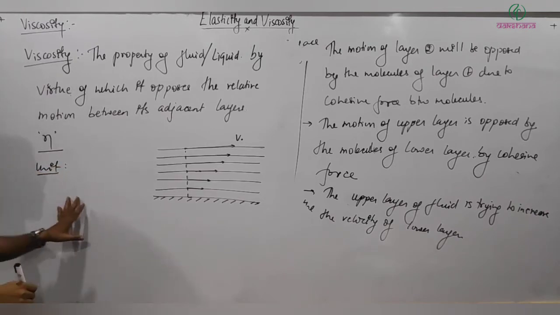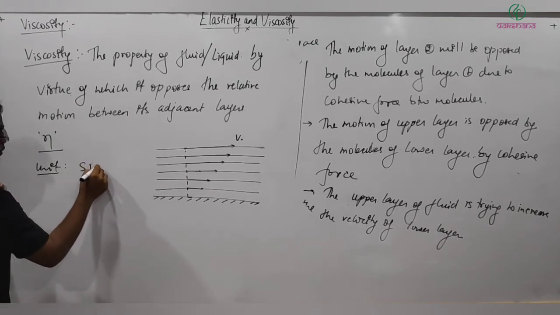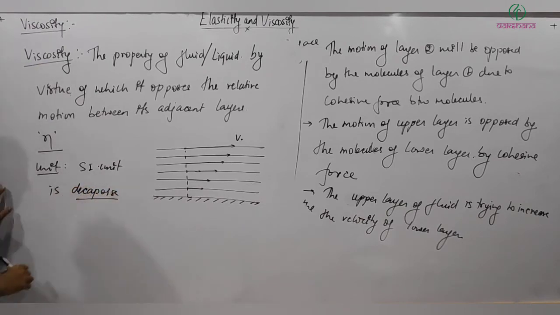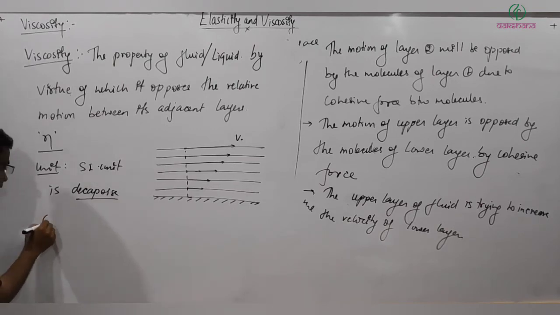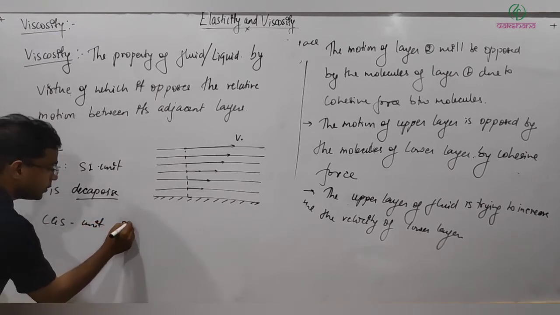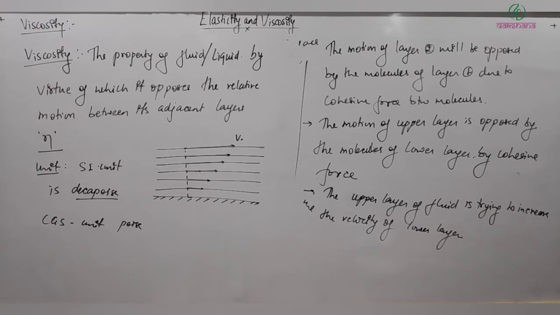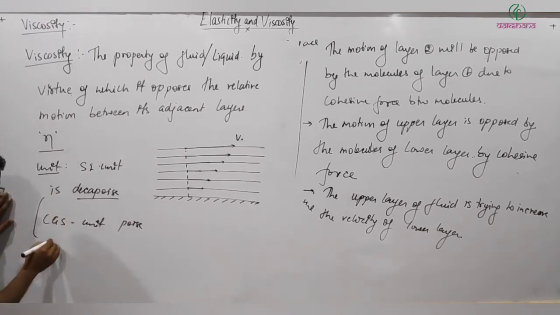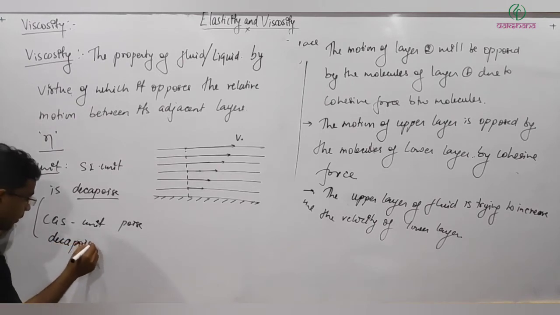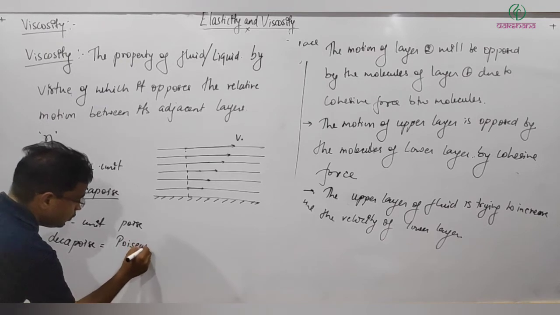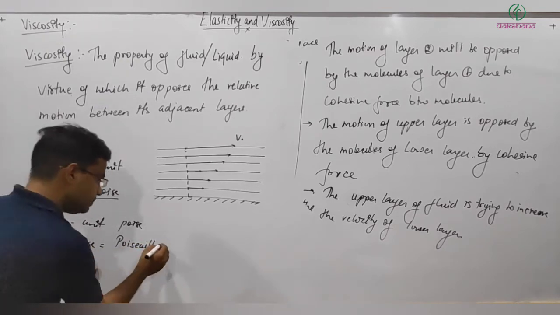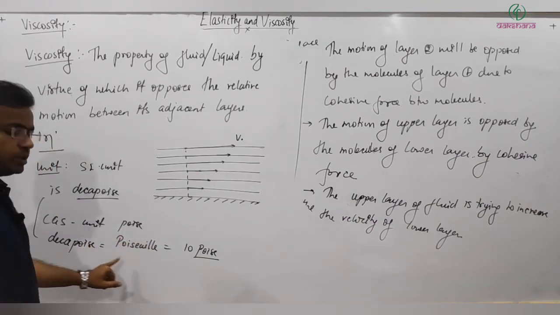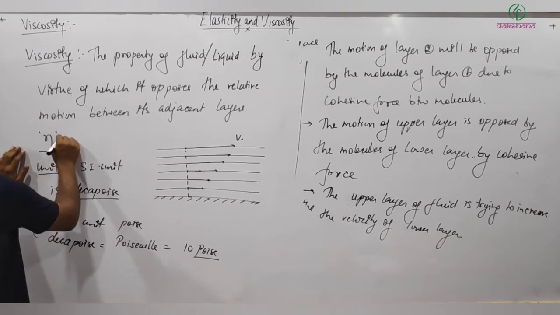Its SI unit is decapoise, and the CGS unit is poise. So different units are there for CGS and SI. The SI unit decapoise, also called poiseuille, both are the same, and that is equal to 10 poise. Poise is the CGS unit and decapoise, poiseuille, is the SI unit. This is denoted by eta, that is the viscosity.